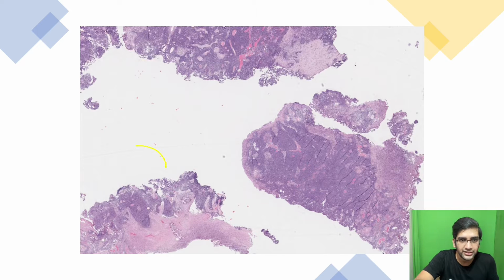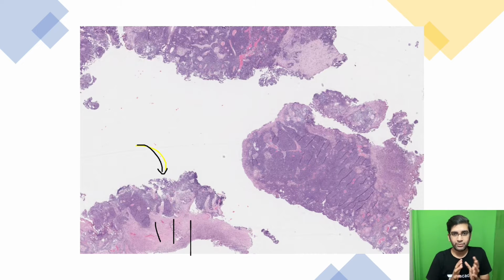And if you can see here in this piece, I have an overlying epithelium, right? And this might be the stroma or the muscle, whatever it is. In the low power, I cannot appreciate that, right? So whenever you have a bladder biopsy, I want you to make the diagnosis in the low power.